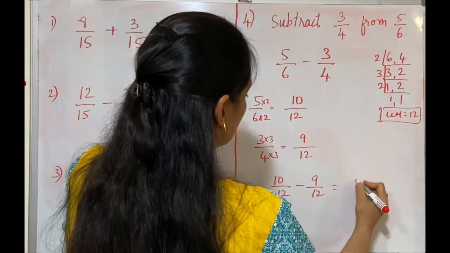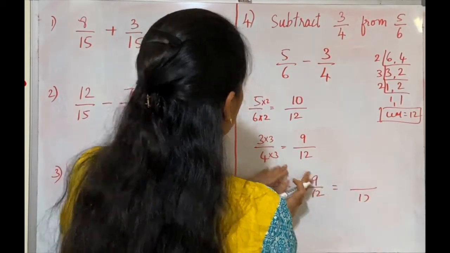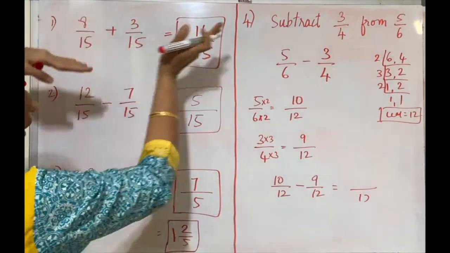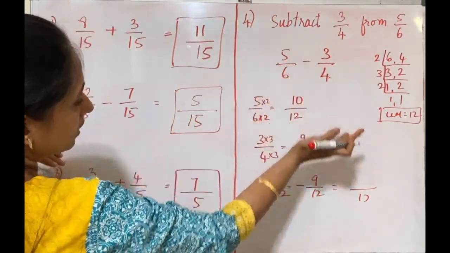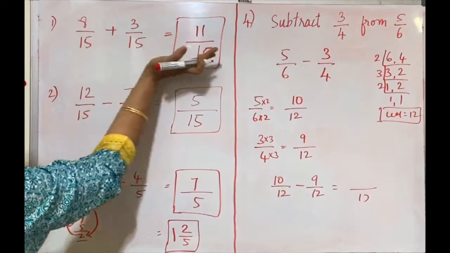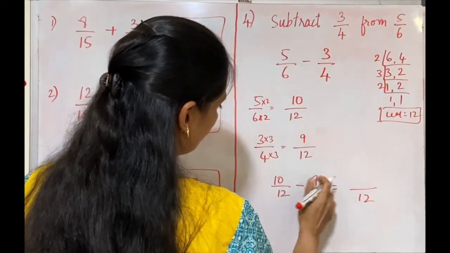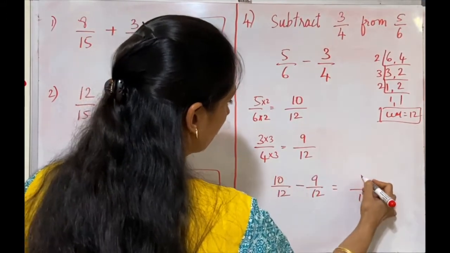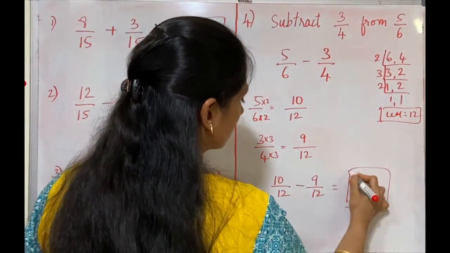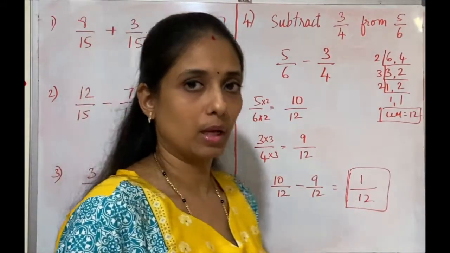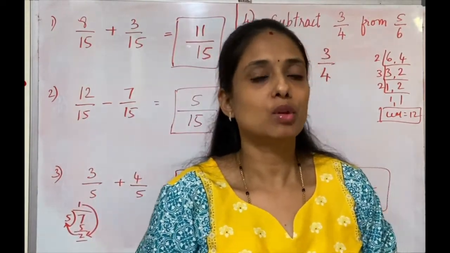So what should you do here? Now you have come back to this position. We have converted unlike fractions into like fractions. Now you will do it this way. Simple. The denominator will be the same. For the numerator you will just do 10 minus 9. That is 1. Your answer is 1 by 12. This is very simple if you understand.